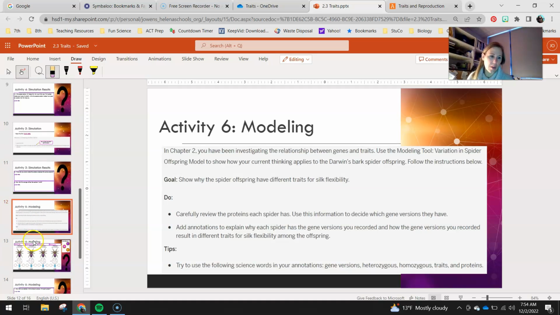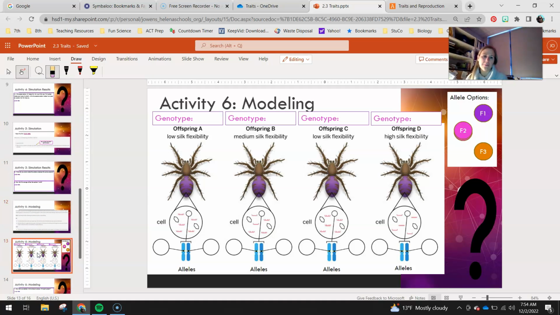Okay, so here's what your modeling tool looks like. It's on slide 13. We have our 2 chromosomes right here with our 2 little genes for silk flexibility highlighted, and then pointing to each of those genes, you have these circles. What you are going to be doing is filling in what gene version or allele you think belongs in each circle. I'll do this first one for you.